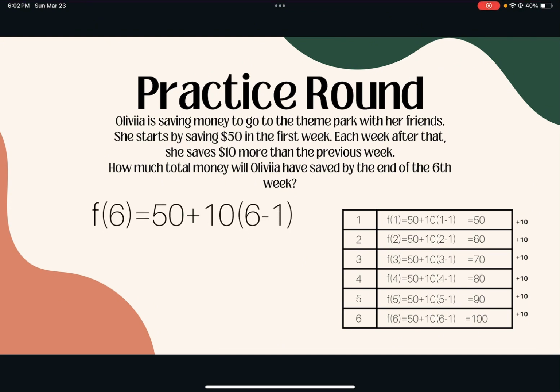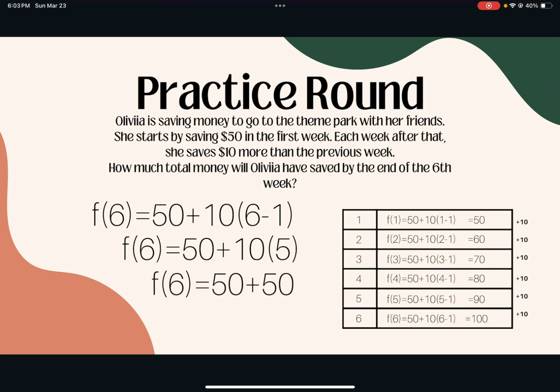Okay, so we have f of 6 equals 50 plus 10 times 6 minus 1. We want to find out how much Olivia has in the 6th week. So we know she starts with 50, that's our first term in the sequence, plus 10, because that's our constant difference, times 6 minus 1. So that's our 6 weeks minus 1. Then we have f of 6 equals 50 plus 10 times 5. So that's f of 6 equals 50 plus 50. And so Olivia has $100.